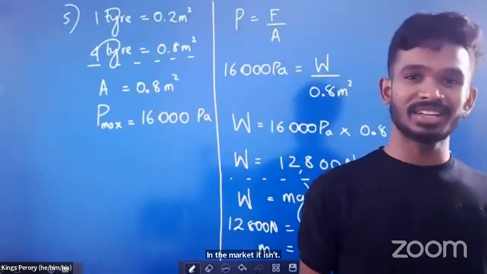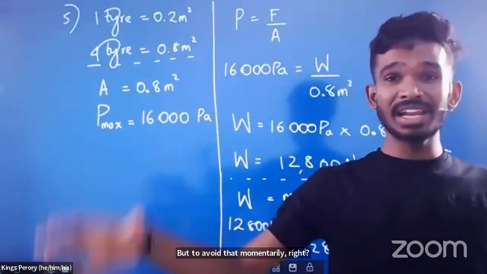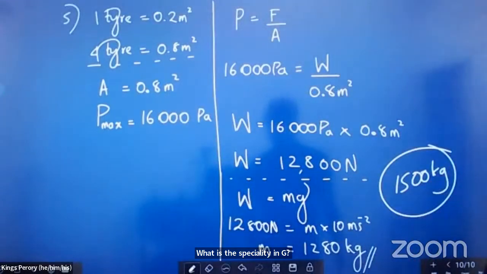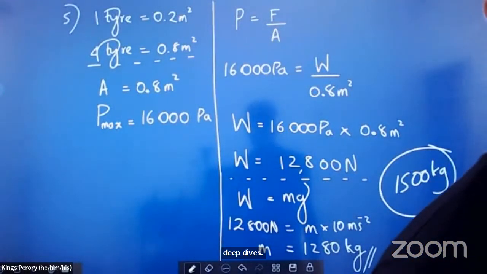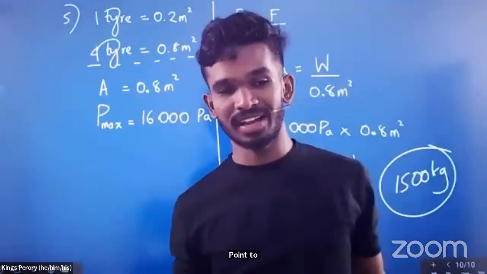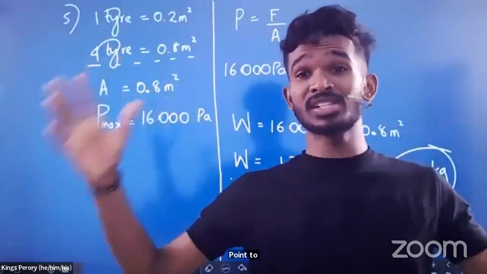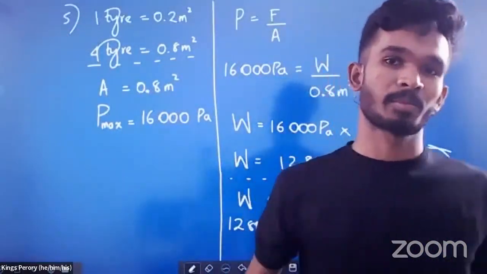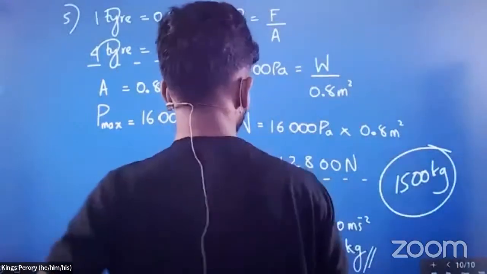To avoid that, what is the speciality in a jeep? Jeep tires. 4 into 4, off-road tires. The area is increased. If you look at the area of the jeep tire, the area of the jeep tire is increased. Why is the area of the jeep tire increased?